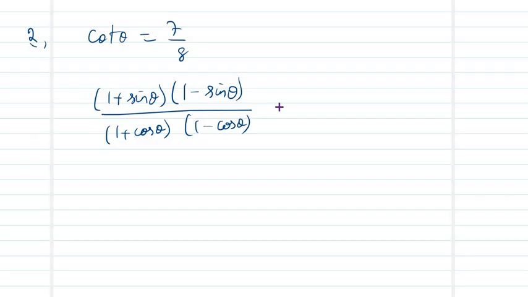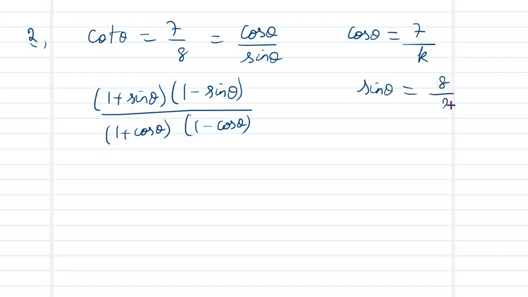Now you can observe cot theta is 7 by 8. You may have a doubt whether it is possible for us to calculate this value without using a right angle triangle. It's a very simple process. The cot theta formula is cos theta by sine theta. So cos theta is equal to 7 by k, and sine theta will be equal to 8 by k. So 7 and 8 are the adjacent and opposite sides of a right angle triangle, and k has to be the hypotenuse.